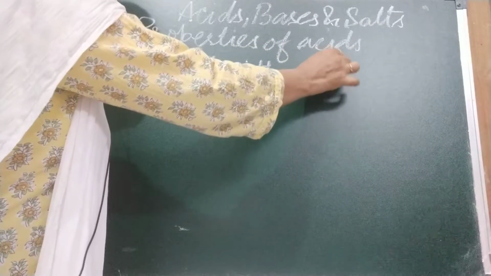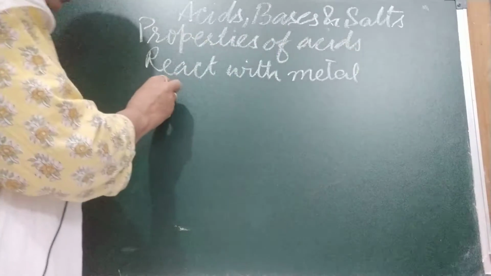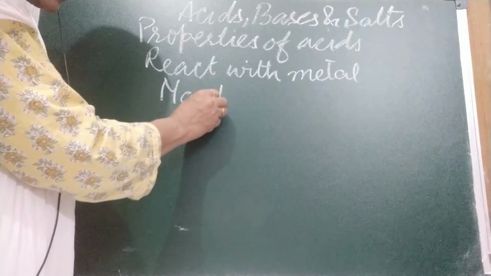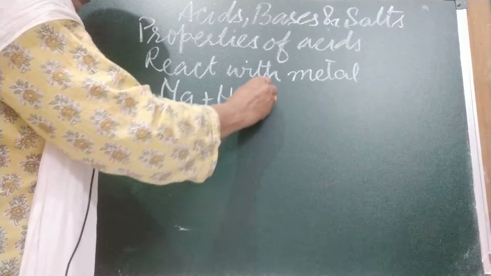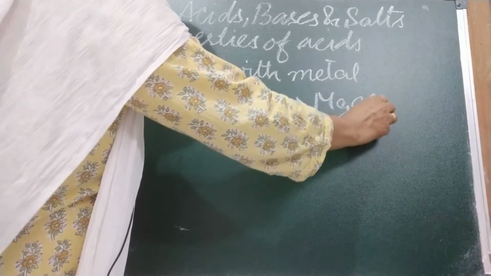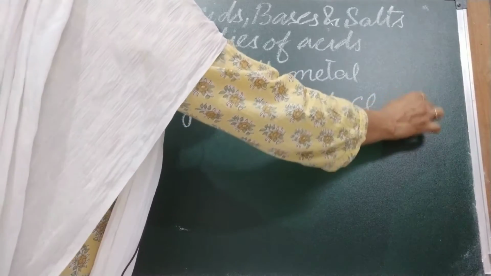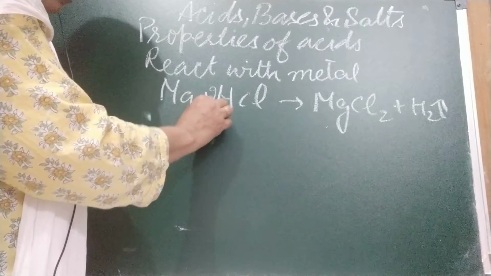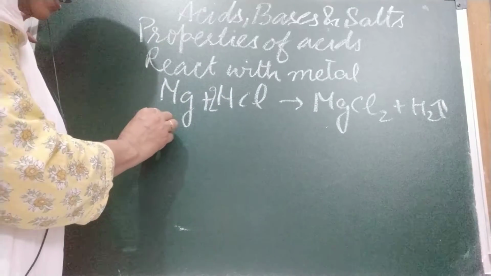They give salt and hydrogen gas. Like magnesium is metal, and when acid reacts with metal, it gives salt and releases hydrogen gas. Salt and hydrogen gas, and they balance it. Another metal we are taking is zinc.